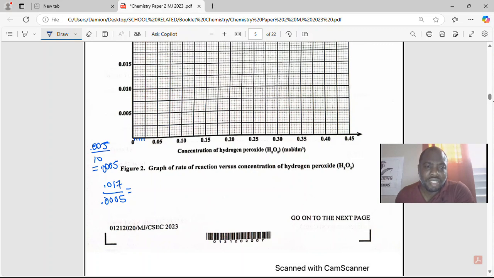So instead of this axis, I was looking, and again, pick up on my mistake, my bad. We were on the rate. So the rate was placed on the x, as we know. So this is actually for the concentration. So what is 0.017 divided by 0.0005? 34. So says everyone.